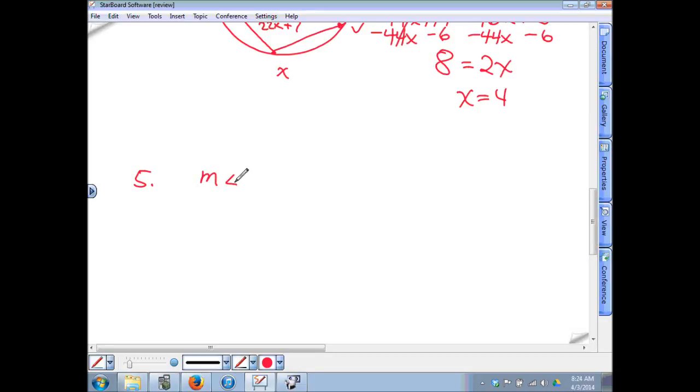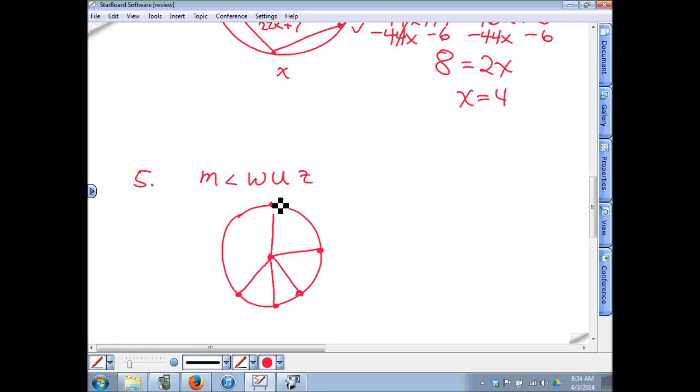Find the measure of angle WUZ. I would be so mad if I went to Little Caesars and they cut my pizza like that. Wouldn't you guys?